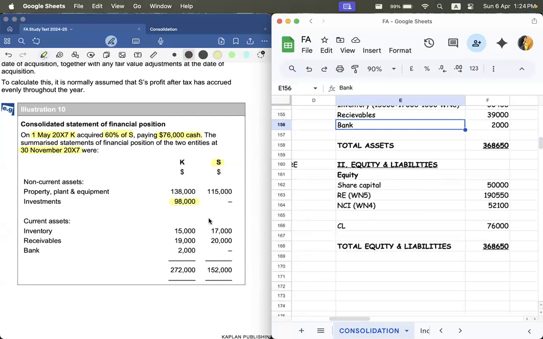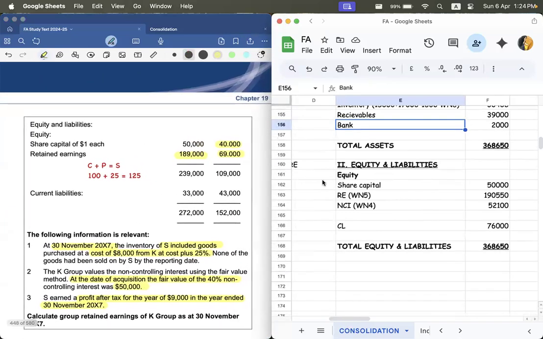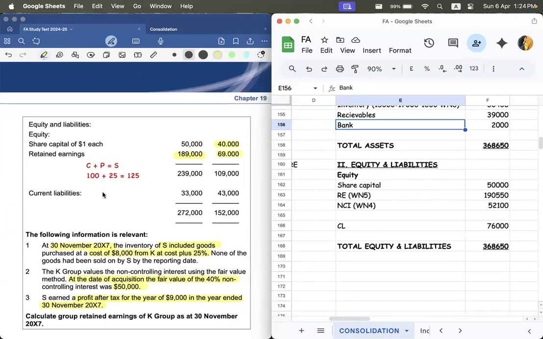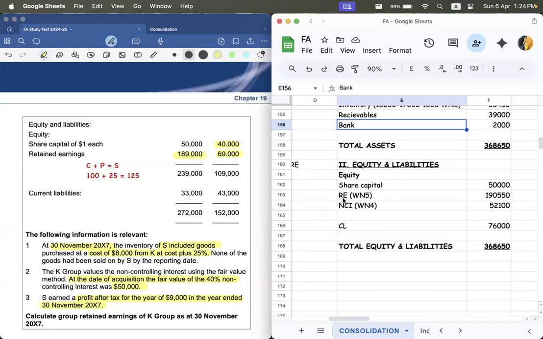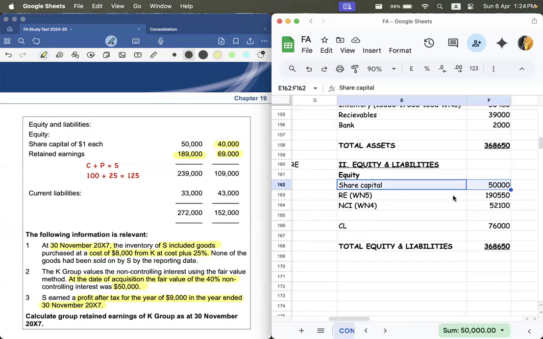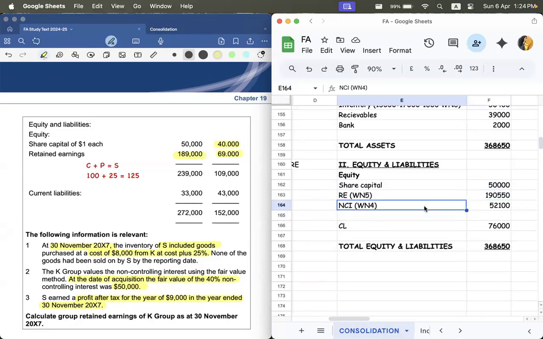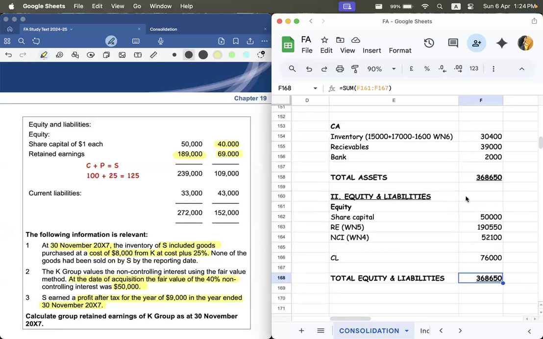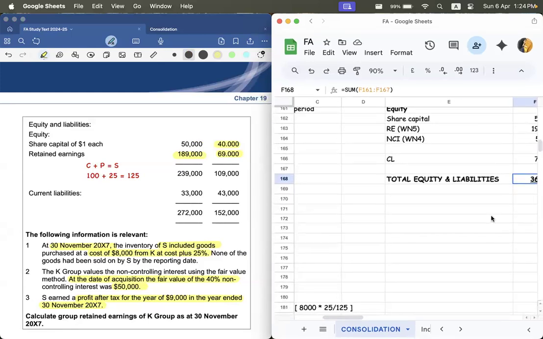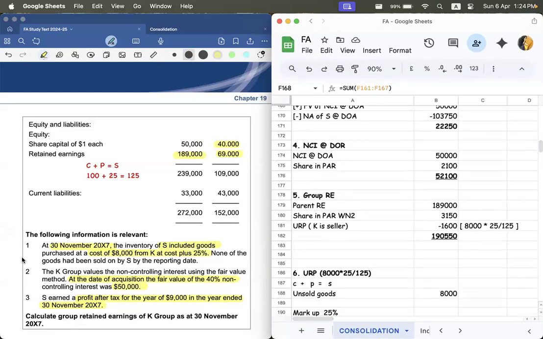Now, moving on to the equity side, you're going to take it as if K acquired the whole of S, so it is a K company. So share capital also belongs to K company, that is 50,000. Retained earnings is from working note 5. NCI is from working note 4. And the current liability is given there. You're going to take both of them together. And the total is here, and the totals are tallying. Understood? Clear?